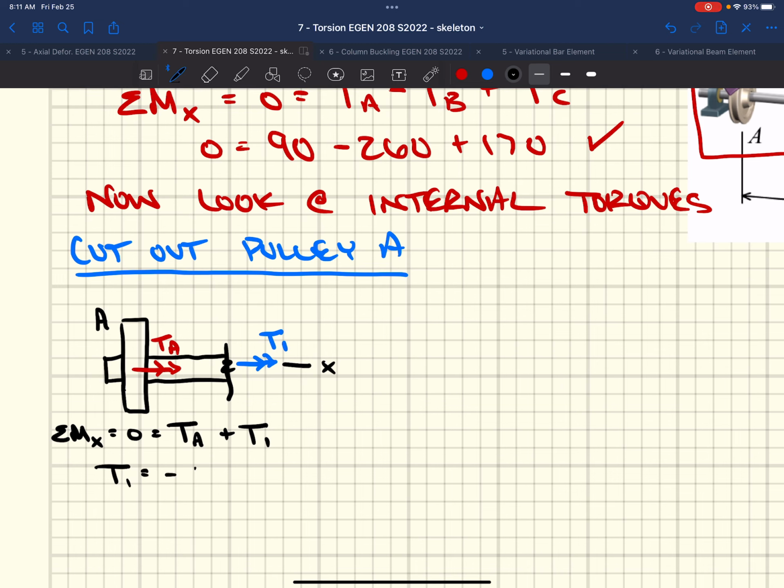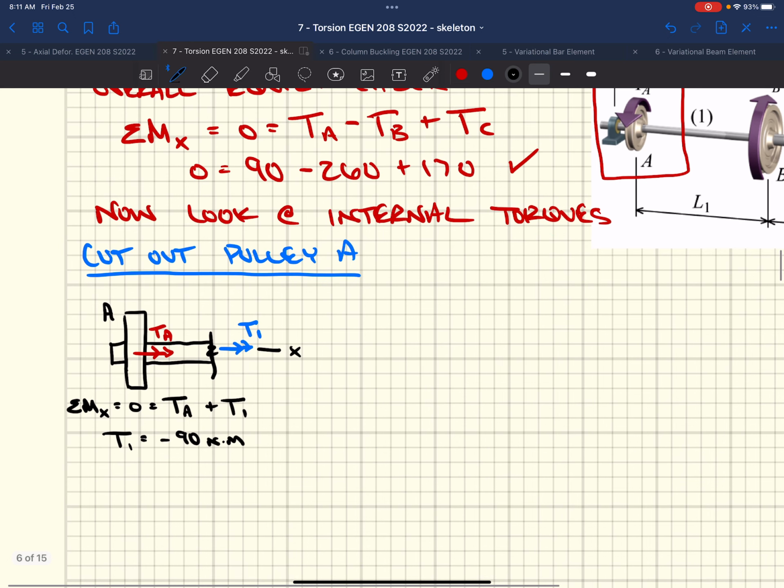So T1 is minus 90 Newton meters, right? Because TA was 90 Newton meters. So you plug TA into there, you're going to get that T1 is negative 90 Newton meters. What does that mean? That just means that the direction I assume for this is actually in the opposite direction, right? Which makes sense looking at that free body diagram, that if you have one torque, that vector heading to the right, we're going to need one that's heading to the left, right?